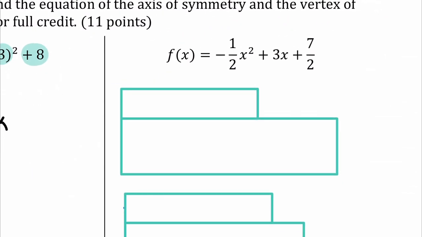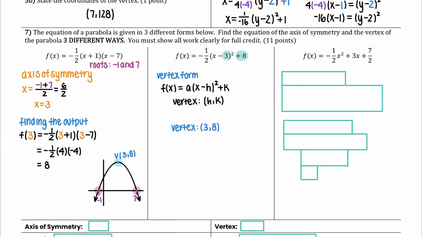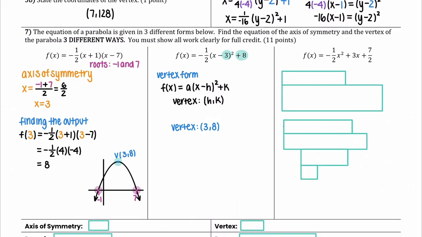Let's look at the next one. f of x equals -½ x squared plus 3x plus 7 over 2. So in this sort of situation, once again, the whole point of this problem is to demonstrate how to find the axis of symmetry and the vertex in 3 different ways.